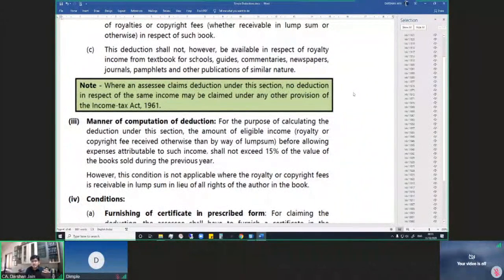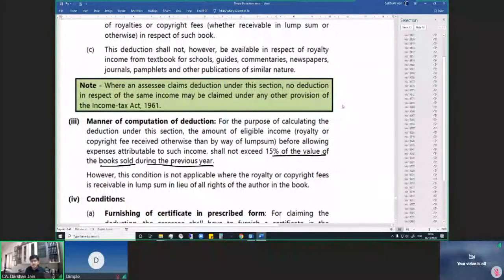So what happens is, either the publication house would give a lump sum amount to the writer, or it could share the revenues. Royalty is sometimes given as a percentage of the value of books sold. When it is given by way of a percentage, the Act says that the income shall not exceed 15% of the value of books sold during the previous year. So if the total royalty exceeds 15% of the value of books sold, the deduction would be restricted to 15% of the value.